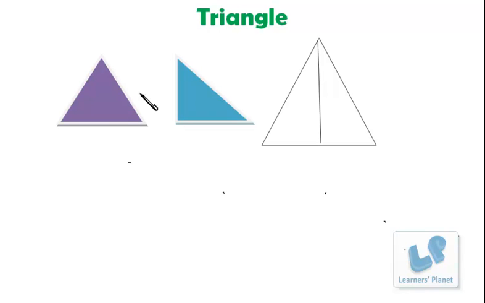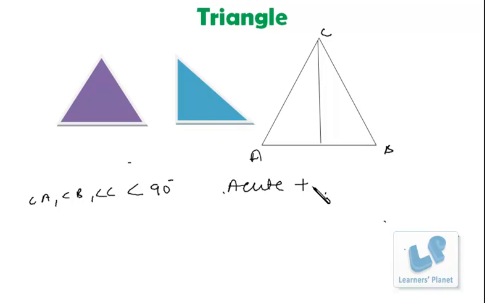Now, as I told you, the sum of the three angles is 180 degrees. Now suppose I take these angles A, B, and C. If all the three angles, angle A, angle B, and angle C, are less than 90 degrees, then we call it an acute triangle. If any one angle is greater than 90 degrees, only one angle, because more than one angle cannot be more than 90 degrees as the sum should be restricted to 180 degrees, then it is an obtuse angle triangle.